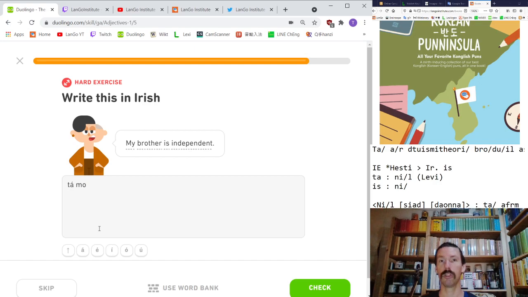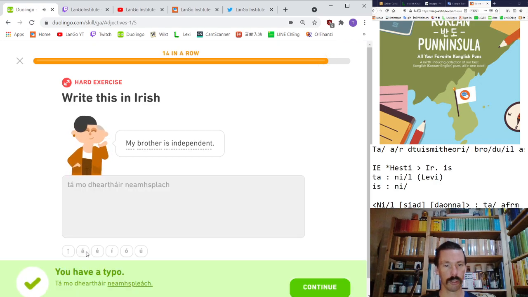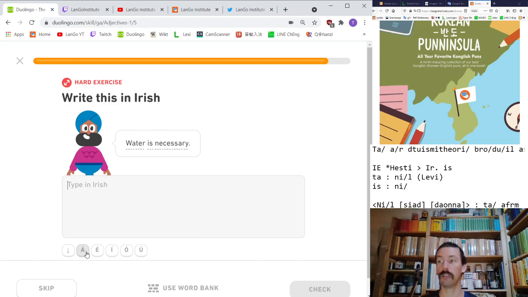Tá mo dheartháir neamhspleách. Okay, I missed the letter E there. Tá mo dheartháir neamhspleách. Water is necessary. Tá uisce riachtanach. Riachtanach.